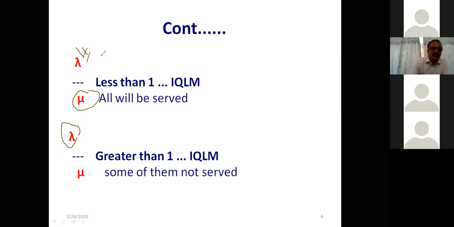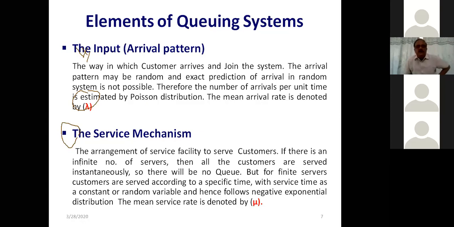How? For example, imagine that lambda is equal to 3 and mu is equal to 4, right? That means it is less than 1. And imagine that all five of them came at the same time. So what will happen? Out of these 5, only 4 will be served. So again, there is a chance of formation of queue, but it will be for a limited period. Beyond that, they will be served and there will not be a queue. That is also possible. So this is regarding the traffic intensity. The next one is the elements of queuing system.